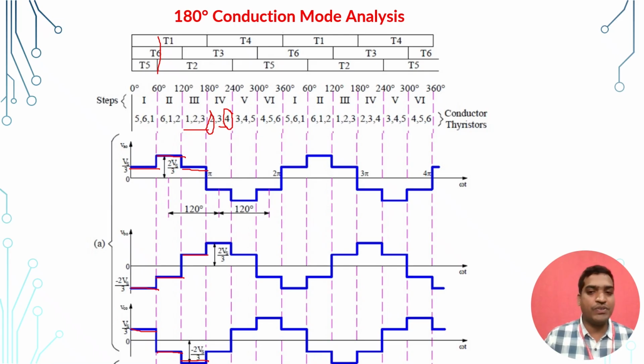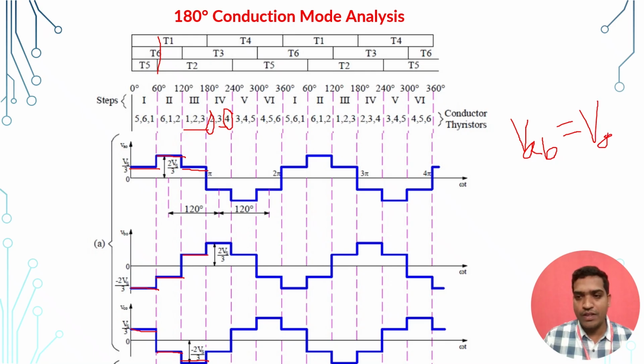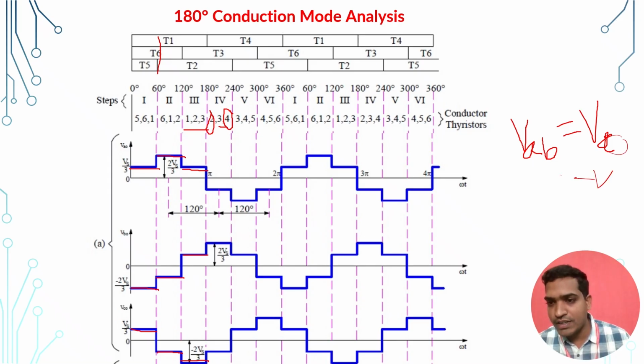So next I want to derive the line voltages from the phase voltages. We know that if I want to derive the line voltage, for example VAB is the line voltage. So VAB is equal to, we know, VA0 minus VB0. So here we have VA0 as well as VB0.